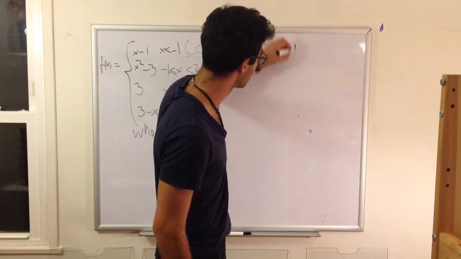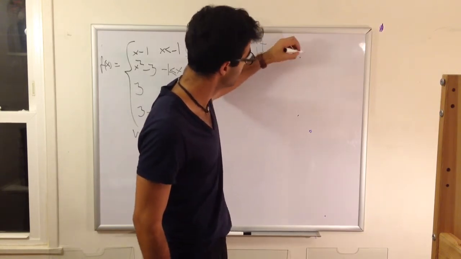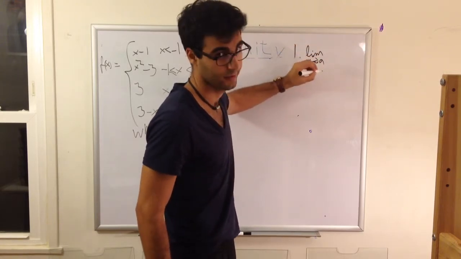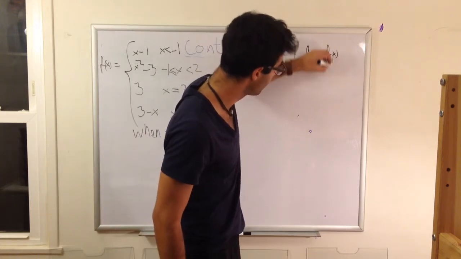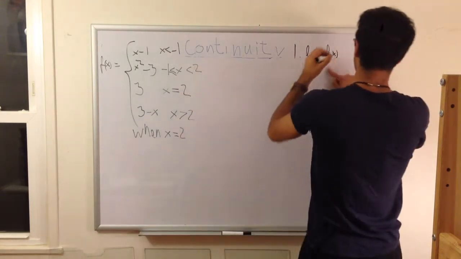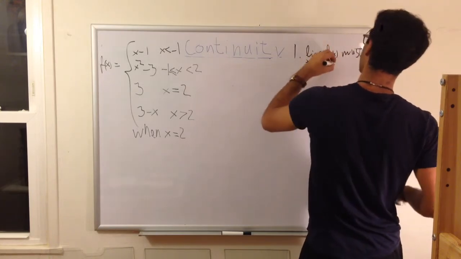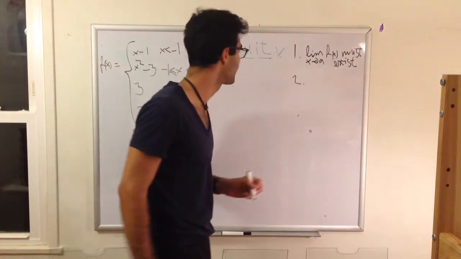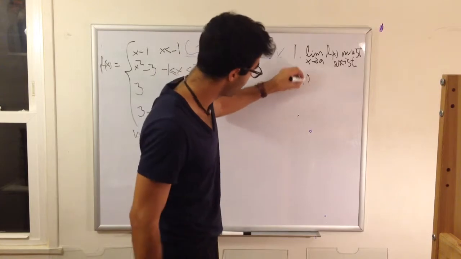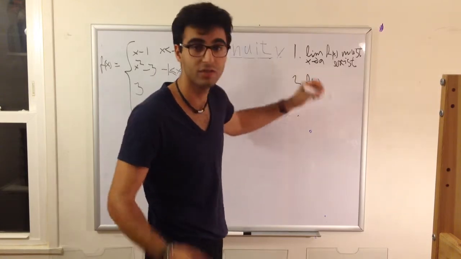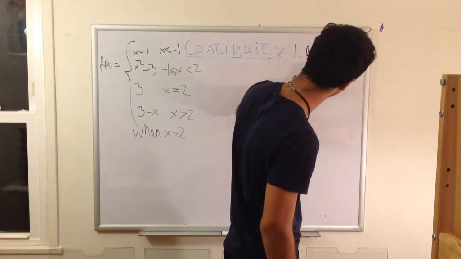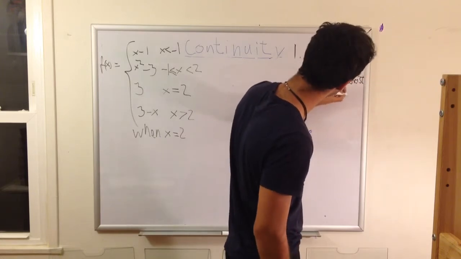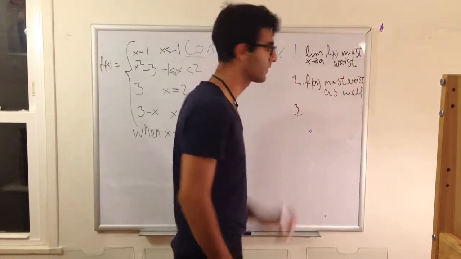So here are the conditions. Condition 1 says the limit as x approaches a of f of x must exist. That's all. Second condition: f of a must exist as well.